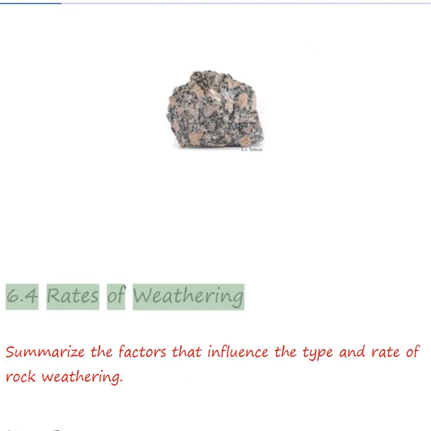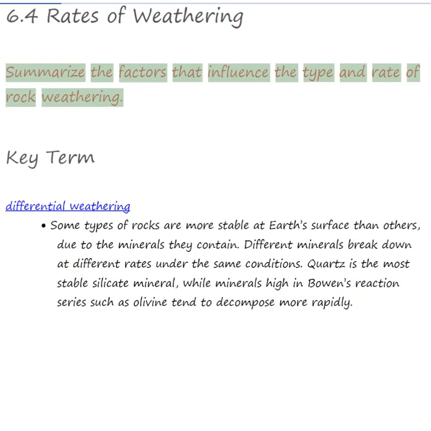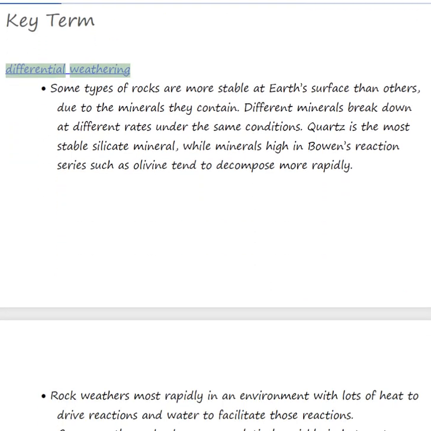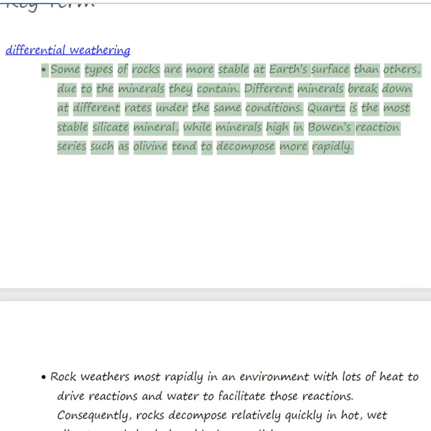6.4 Rates of weathering. Summarize the factors that influence the type and rate of rock weathering. Key term: differential weathering. Some types of rocks are more stable at Earth's surface than others, due to the minerals they contain. Different minerals break down at different rates under the same conditions.